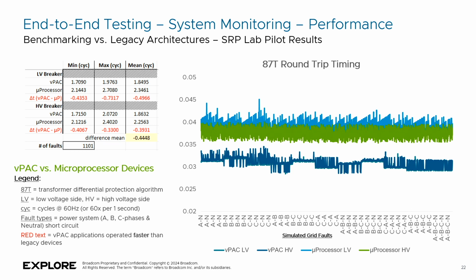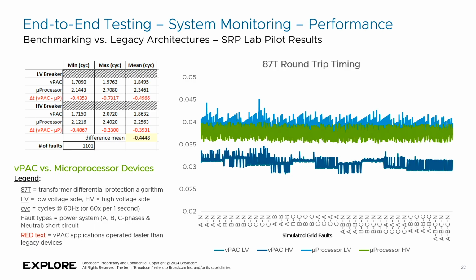A couple of things that I'd like to point out: our equipment in the lab right now is a hardened server. The CPU clock speed is 2.1 gigahertz, which is less than what's recommended by the manufacturer of the software. In our field pilot, we will go forward with a 2.9 gigahertz processor, and we expect our speeds to go down to correlate to that speed. The second thing is there's only 1,100 faults shown here.